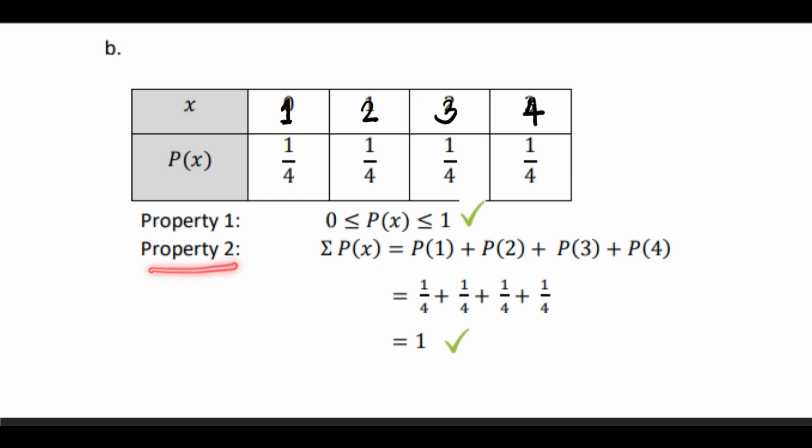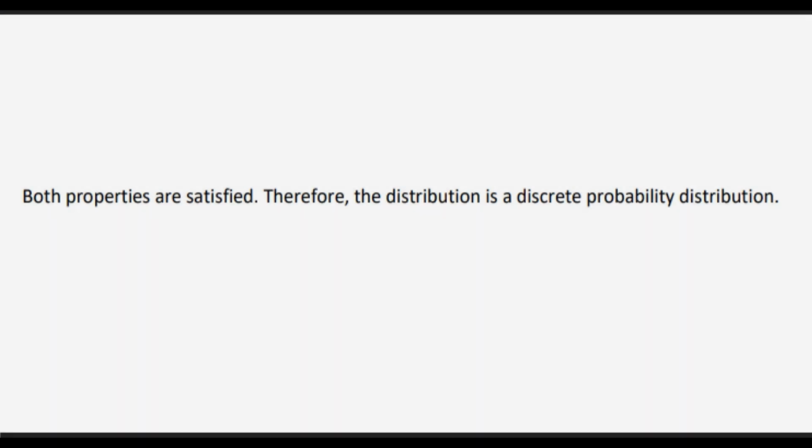And for property 2, the summation of the probability of X is equal to the probability of 1 plus the probability of 2 plus the probability of 3 plus the probability of 4, equal now to 1/4 plus 1/4 plus 1/4 plus 1/4, which is equal to 1. And that satisfies property 2 of the discrete probability distribution. So, to conclude, both properties are satisfied. Therefore, the distribution is a discrete probability distribution, or a DPD.